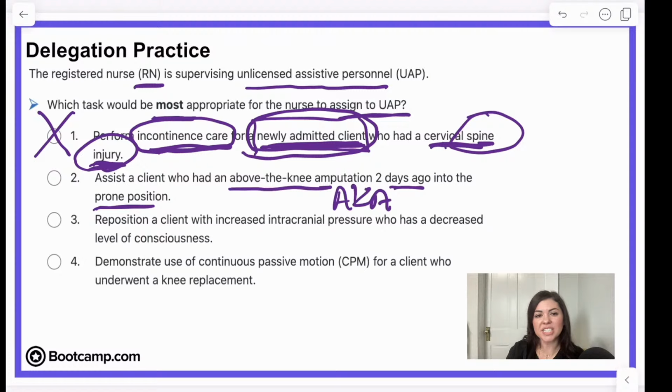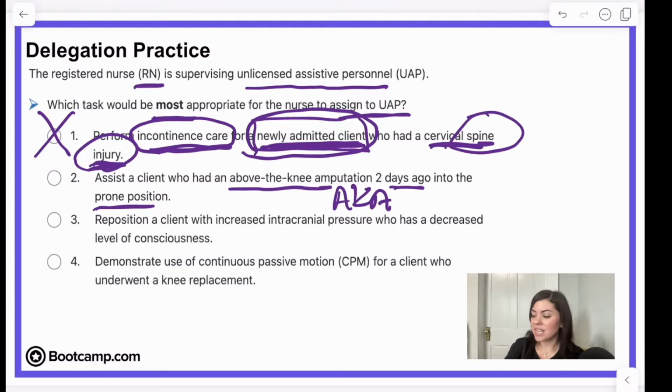So prone position, above the knee amputation. Why do we do this? That is to prevent contractures. So if we don't position that patient occasionally into the prone position, they can get contractures in the hip area. So it is very common post above the knee amputation for us to position that patient a couple of times a day even into that prone position to prevent contractures.